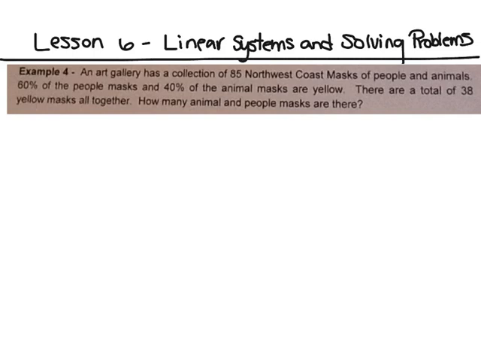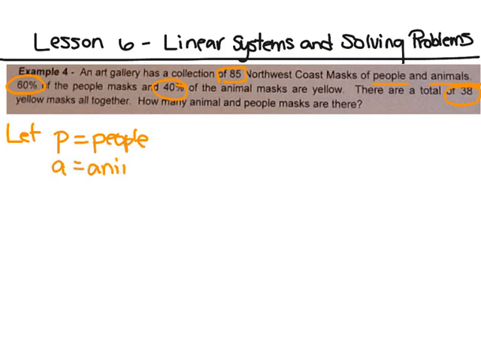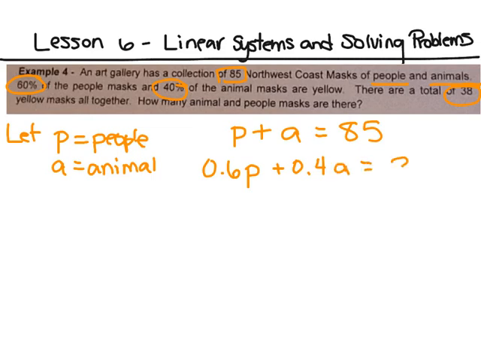An art gallery has a collection of 85 Northwest Coast masks of people and animals. 60% of the people masks and 40% of the animal masks are yellow, and there are a total of 38 yellow masks altogether. So let's let P equal people masks and A equal animal. When you add the people plus the animal, you get 85 masks. 0.6 of the people and 0.4 of the animal is equal to 38 masks.